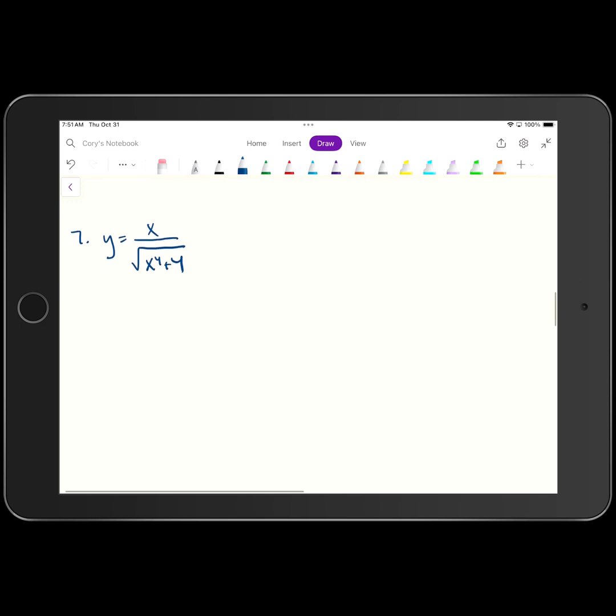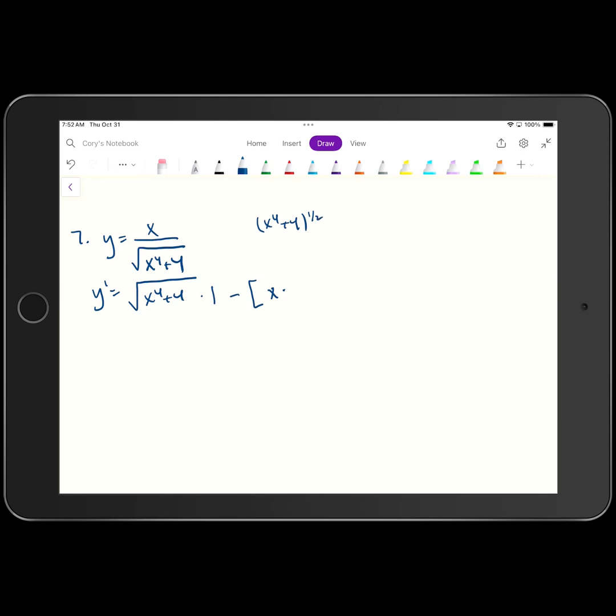Okay, so when we differentiate number 7, again, we are going to use quotient rule to start. So that is low d high, the derivative of the top function is 1, minus high d low. So our bottom function is (x to the 4th plus 4) raised to the 1/2 power.